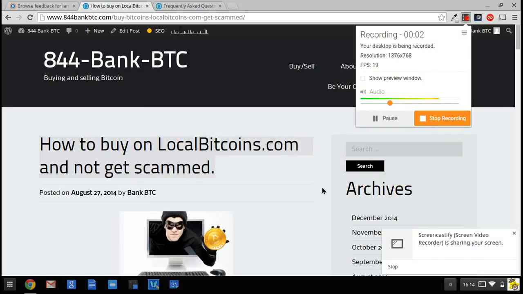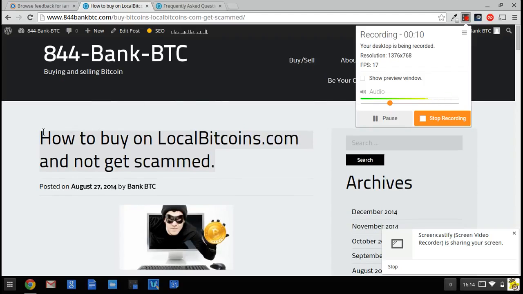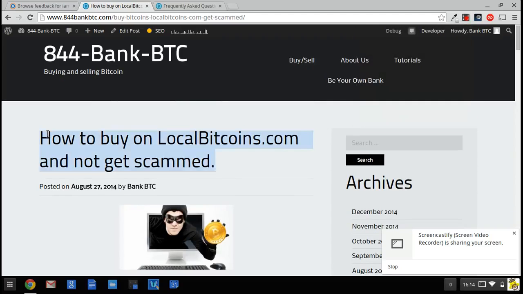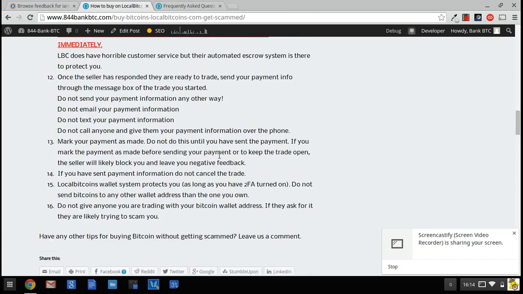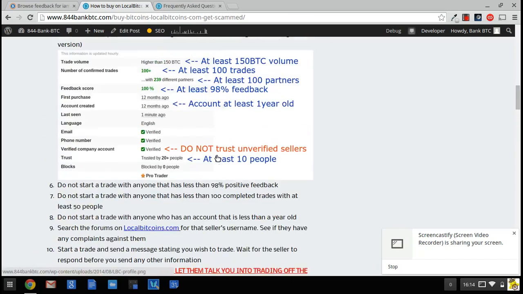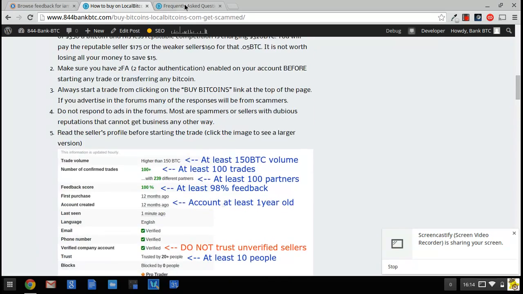So today's little video tutorial is how to buy Bitcoins on localbitcoins.com. First of all, you're going to want to read our article, how to buy on localbitcoins.com and not get scammed. Right now we're up to 16 tips, and they are great tips that will pretty much avoid 95% of the scams if you follow the instructions we give there.